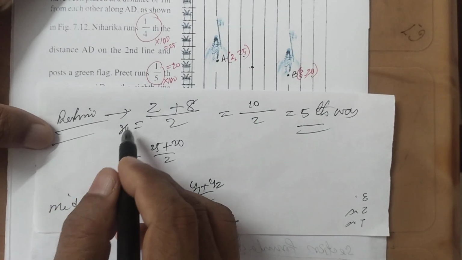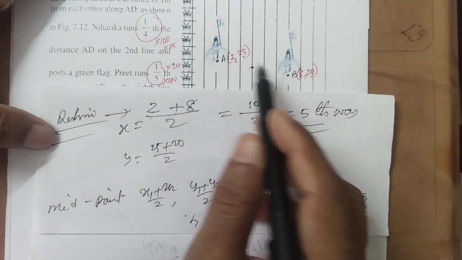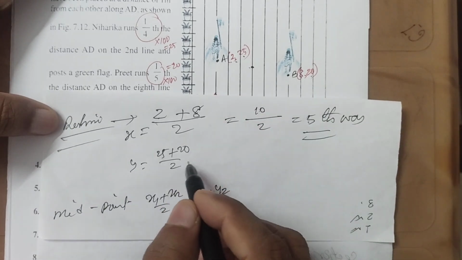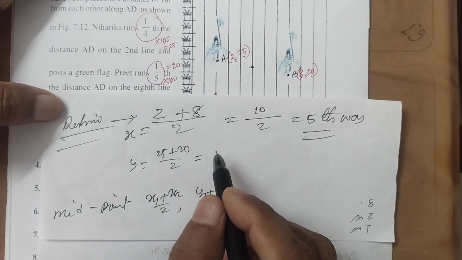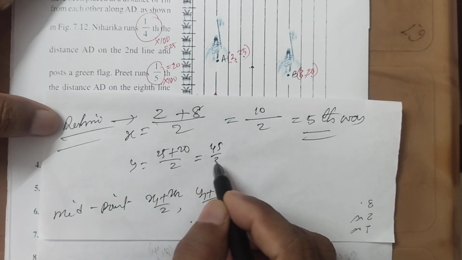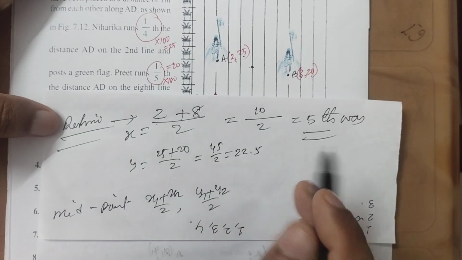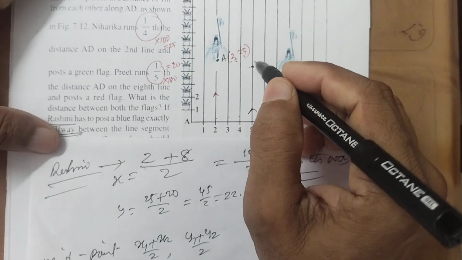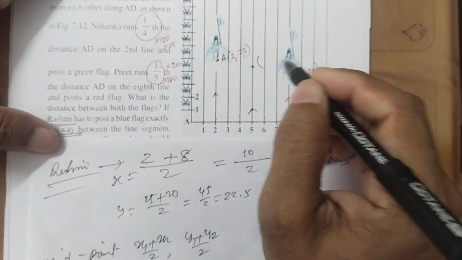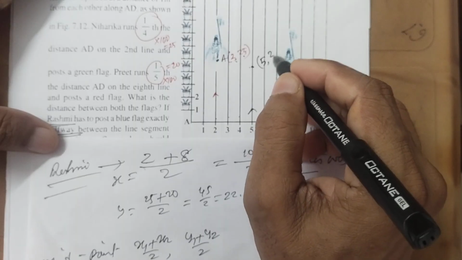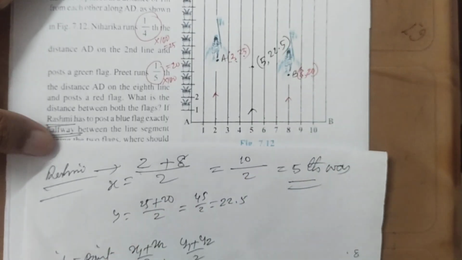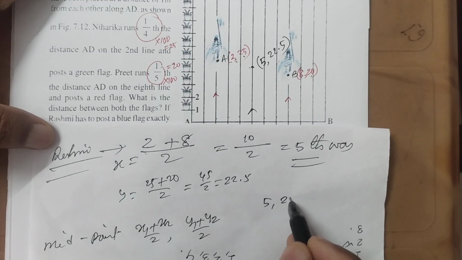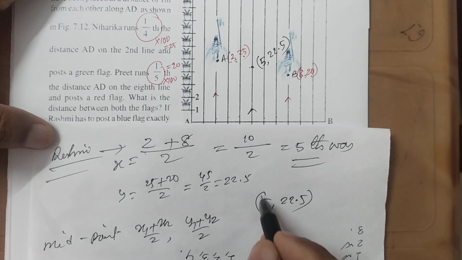So this is x1 plus x2 by 2, 2 plus 8 by 2, it is 5. And y will be 25 plus 20 by 2. 25 plus 20 is 45 by 2. That means it is 22.5. So her position will be at a distance of 22.5. So if you write her coordinates, it will be 5 comma 22.5. So you can just say the position of Rashmi is 5 and 22.5. This is the position, okay?